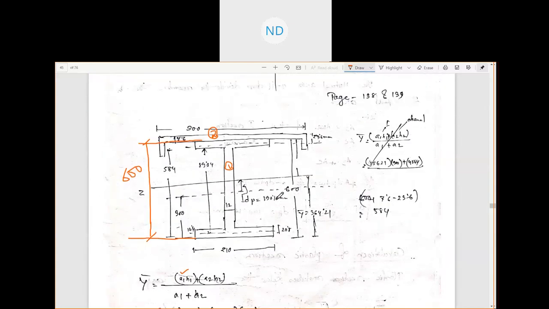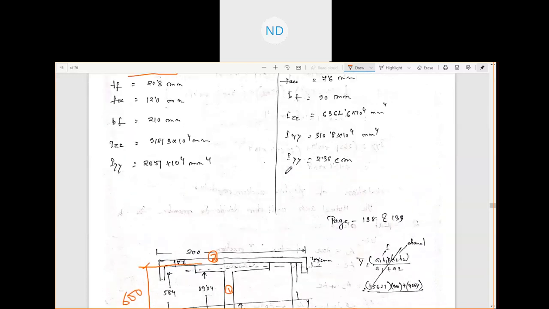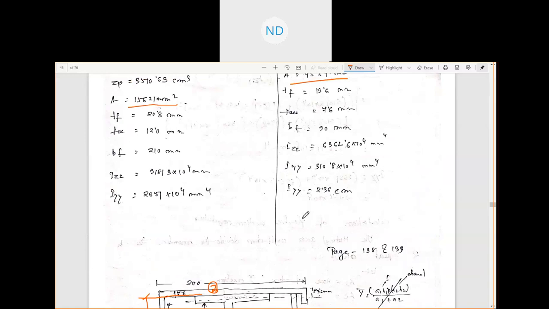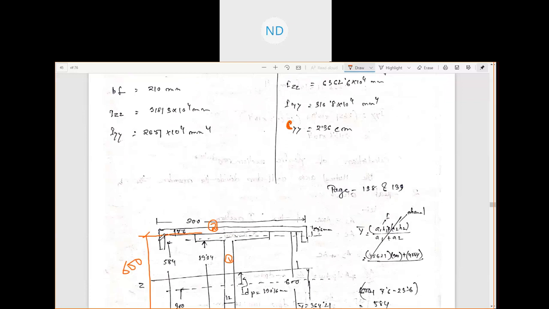Now what is the CG of this particular second member, which is our channel section? The CG of this channel section from the bottom of the entire built-up member, if you consider. Okay. So what will be that? From the properties, we know that this is CYY. Okay, CYY is the CG of this channel section.